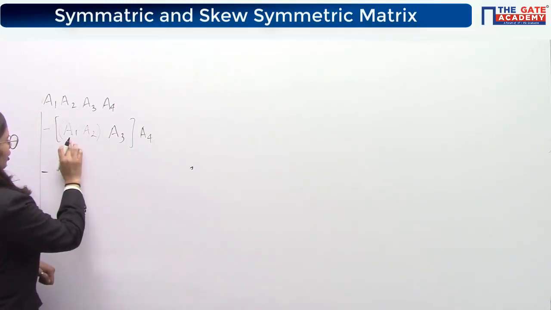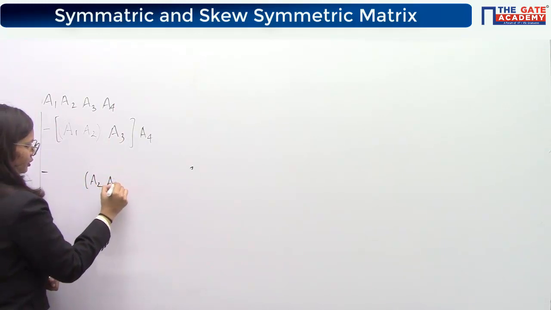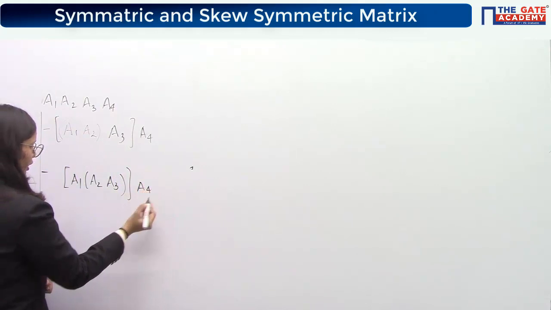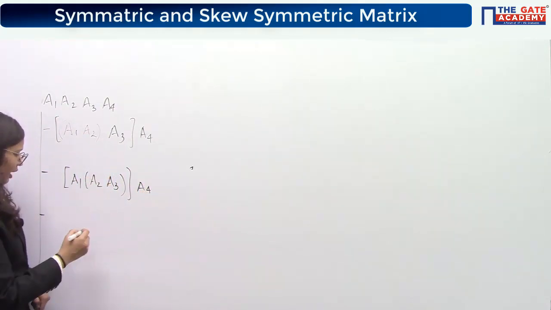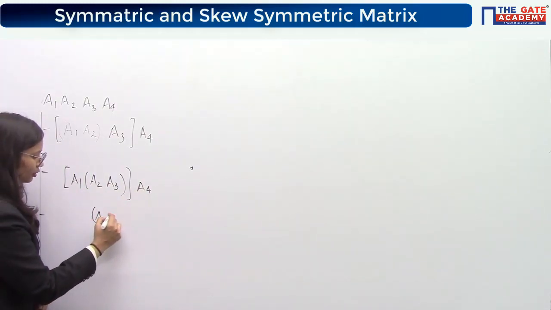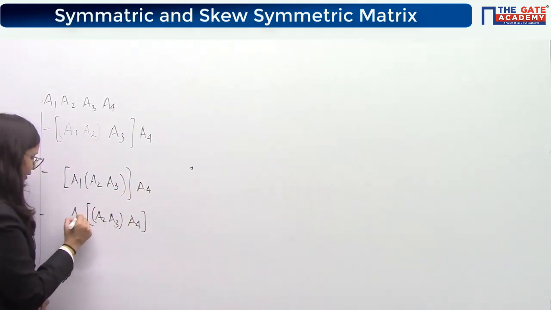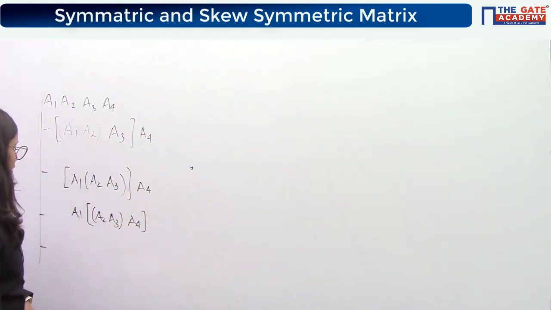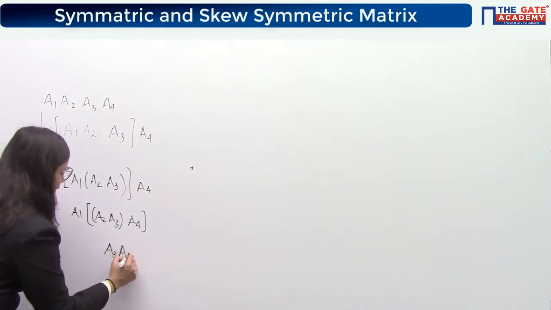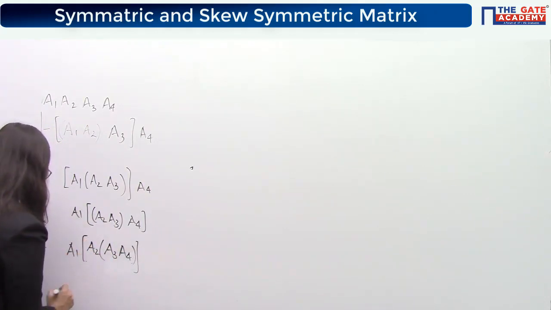The second way is that A1, A2 taken together. Now A2, A3 is taken together. Then you multiply A1 with it. And finally you multiply A4. Keep track of the brackets I am using. Then again this product can be done like this. First multiply A2 and A3. Then multiply this with A4. And at last multiply the A1 matrix. Similarly, you can take A3 and A4 together, then multiply A2, and then with this product finally multiply A1.